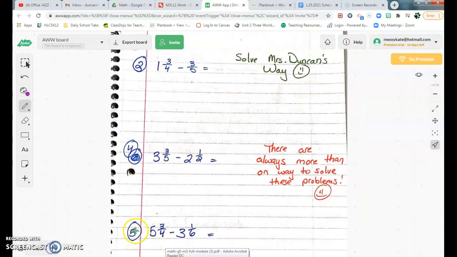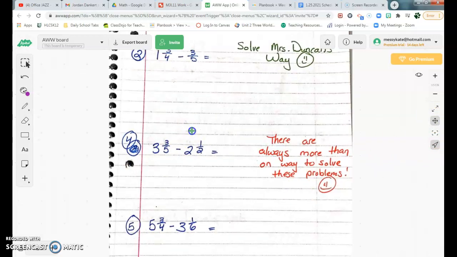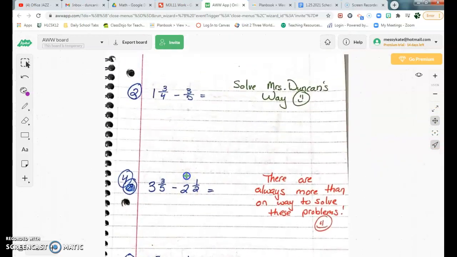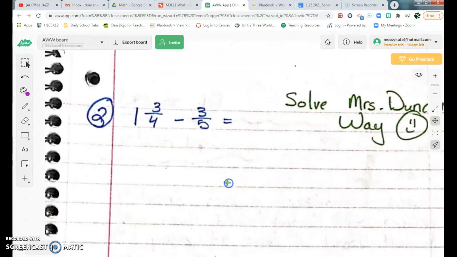Now what we're doing, though, is we are going to be solving these mixed number subtraction problems. These are a challenge. These are not easy, guys. So I'm going to start by solving them out with you. Please write down number 3, 1 3/4 minus 3/5. I want you guys to write that down in your math notebook, please.